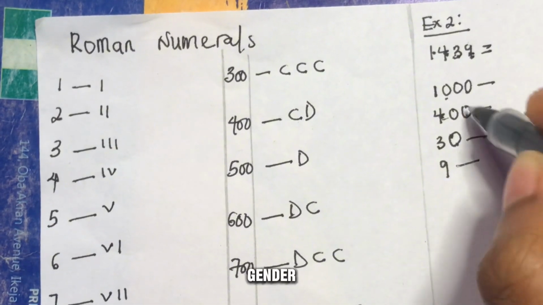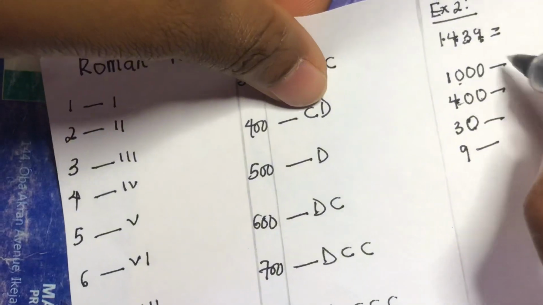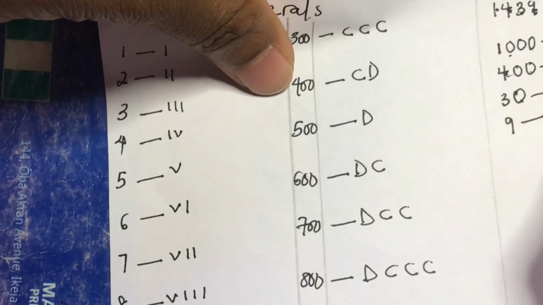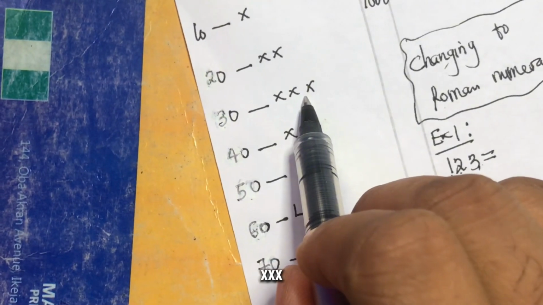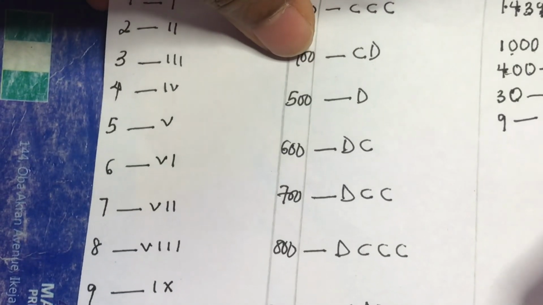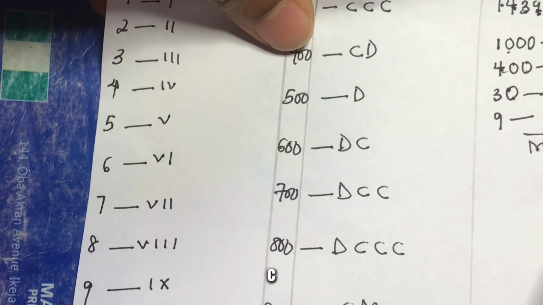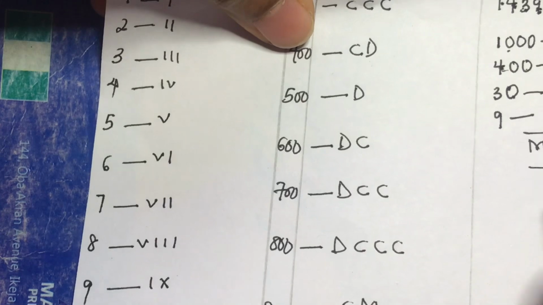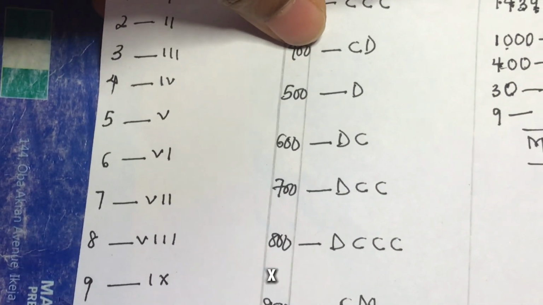So let's write them down. What is 1000? 1000 is M. What is 400? CD. What is 30? My 30 is XXX. And my 9 is IX. So you write them out. We have M, CD, XXX, and IX. M, CD, XXX, IX.